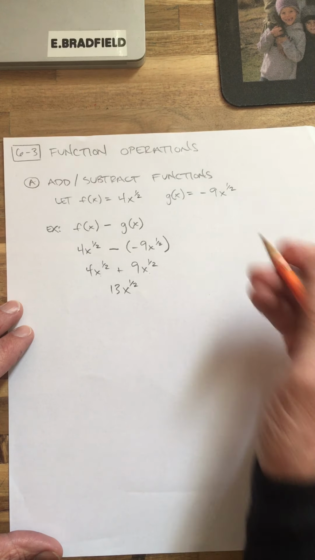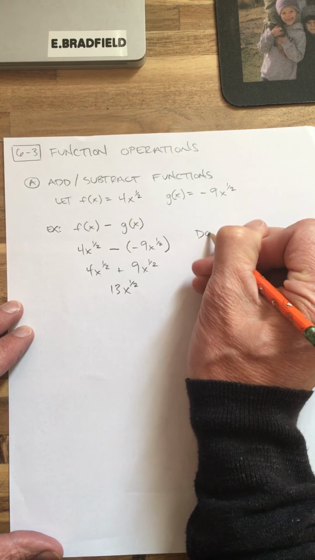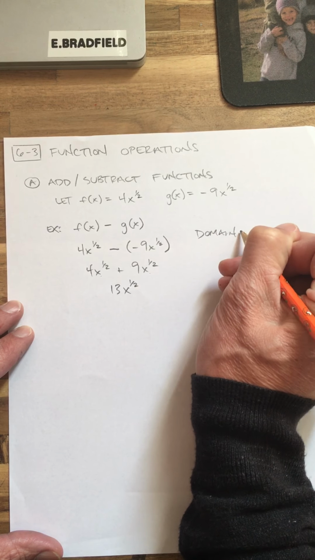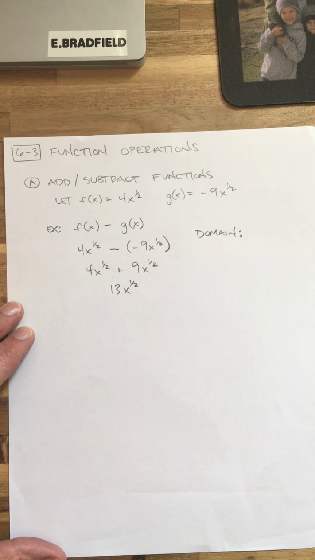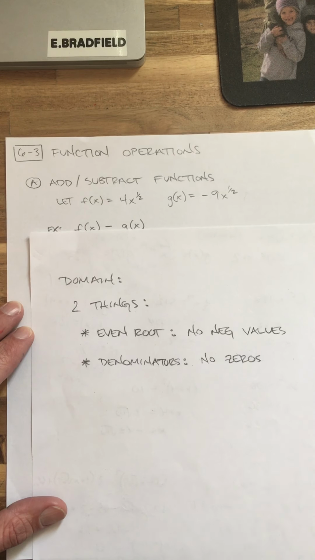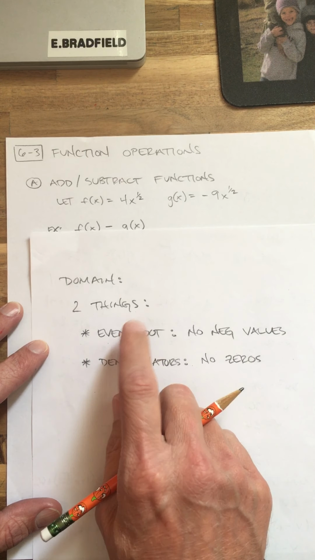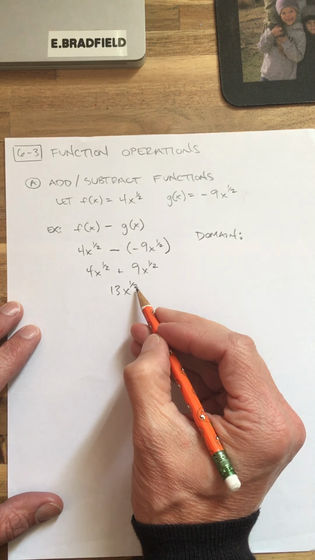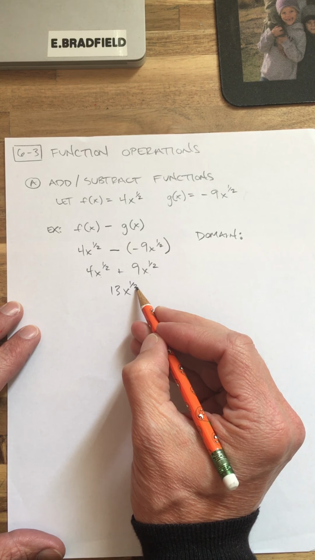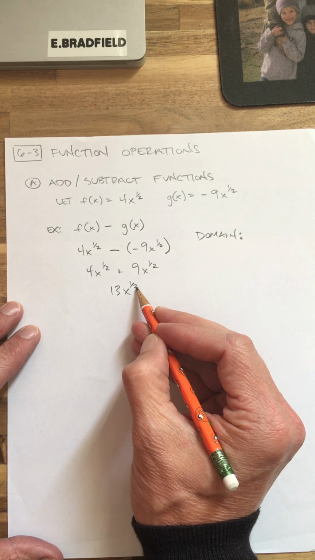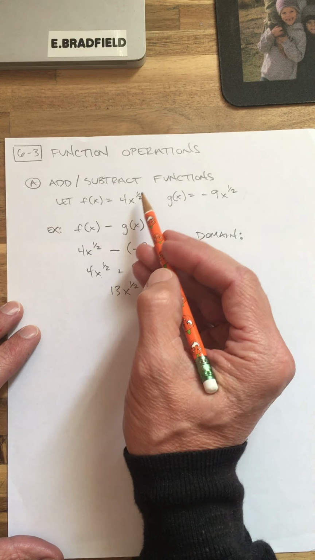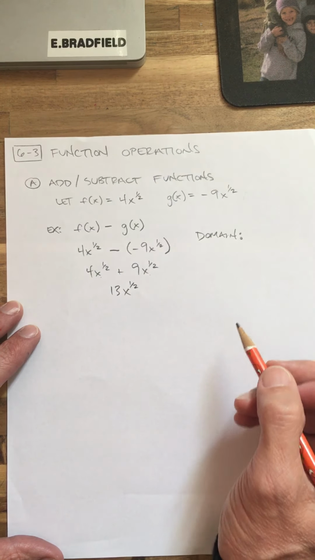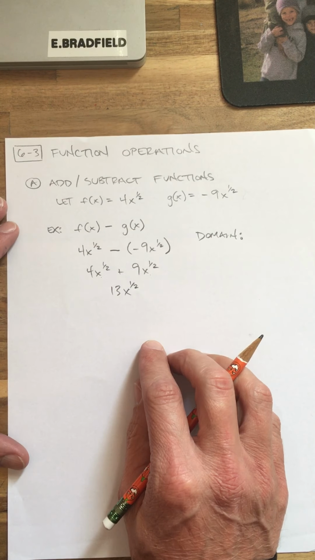All right, so now I'm going to ask you for the domain. And for the domain, remember, if you look back here, two things. Do we have an even root anywhere? Well, let's look. Yeah, we do. We have an even root. It's the square root. All right, let's look up here. Square root. Actually, I should have looked up here first.